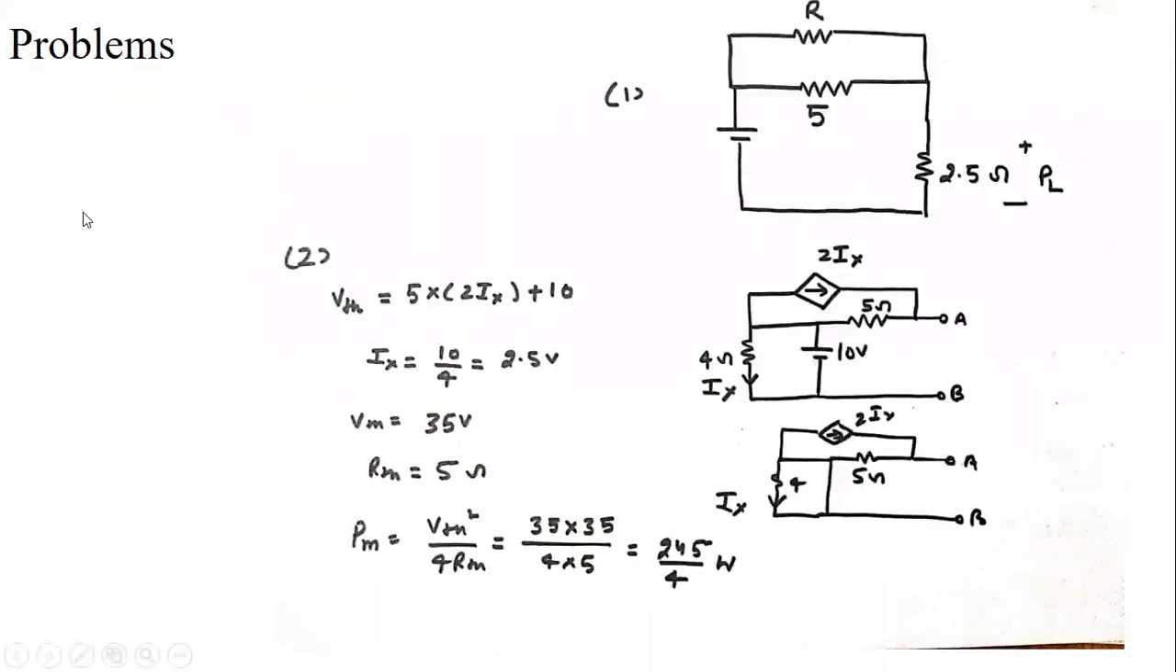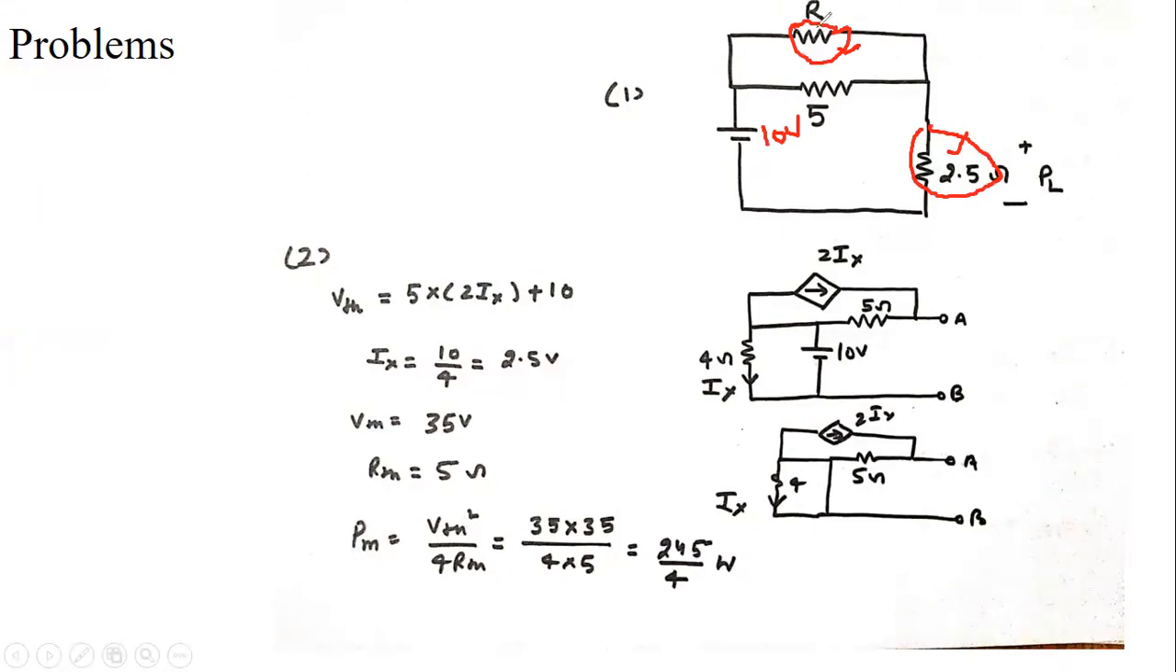Now see, here we are discussing some important problem 1. What is the value of RL? Suppose this is my 10 volt voltage source, so that maximum power is transferred across this 2.5 ohm resistance. Because this resistance belongs to the source resistance. See, this 2.5 ohm resistance is the fixed resistance. Okay, we are varying the source resistance. So what should be the value of R?